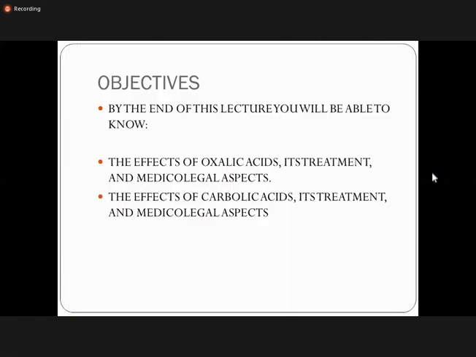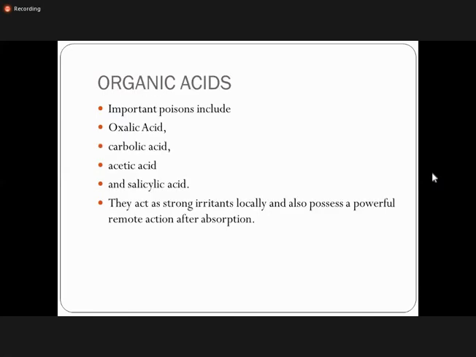these would be the objectives for today. It's just that by the end of this lecture, you'd be able to know about oxalic acid and carbolic acid. So now let's talk about organic acids first. Organic acids include a number of acids like oxalic acid, carbolic acid, acetic acid, salicylic acid. Now, all of these acids are grouped together because they have similar features.